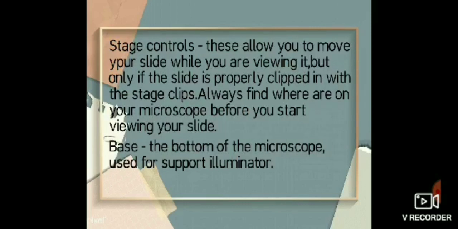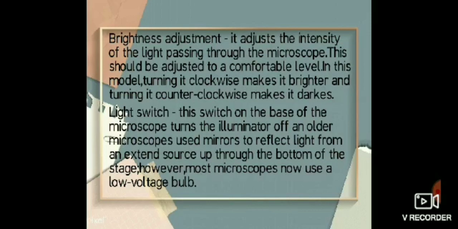And we have stage controls. This allows you to move your slide while you are viewing it, but only if the slide is properly clipped with the stage clips. Always find where they are on your microscope before you start viewing your slide. And we have the base. The base is the bottom of the microscope, used to support the illuminator. And brightness adjustment. We have also brightness adjustment.